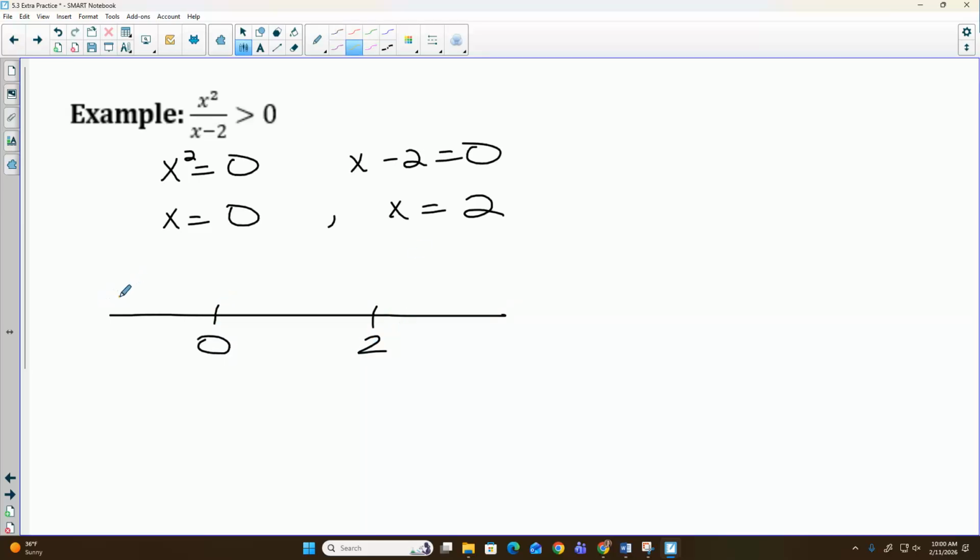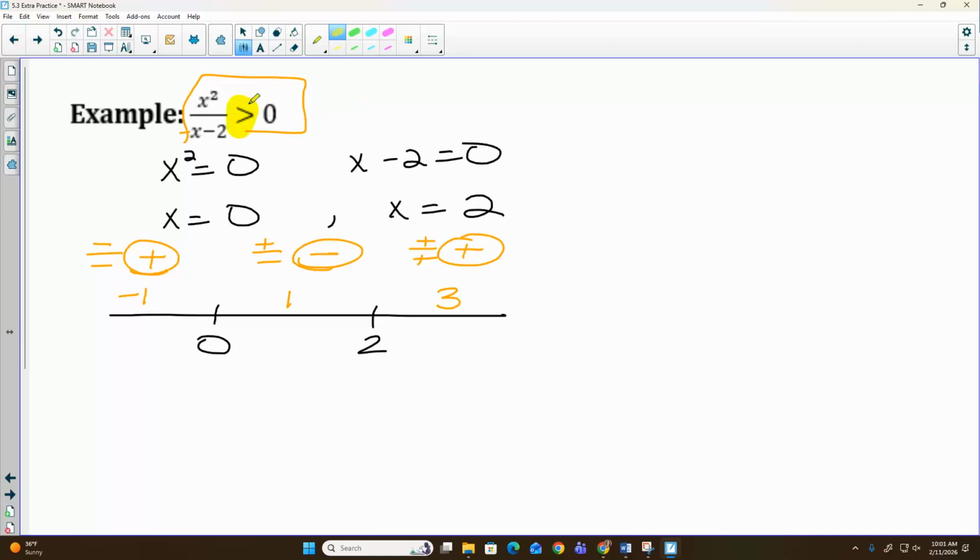Then we do test points. Smaller than 0, in between them, bigger than 2. Okay, I'm plugging these in. A negative squared is positive, negative 1 minus 2 is negative. A positive divided by a negative is negative. If I put in a 1, 1 squared is positive, 1 minus 2 is negative. Positive over negative is negative. I put in a 3, 3 squared is positive, 3 minus 2 is positive. Two positives make a positive. Which one did we want? The positives. Right, greater than 0 is positive.